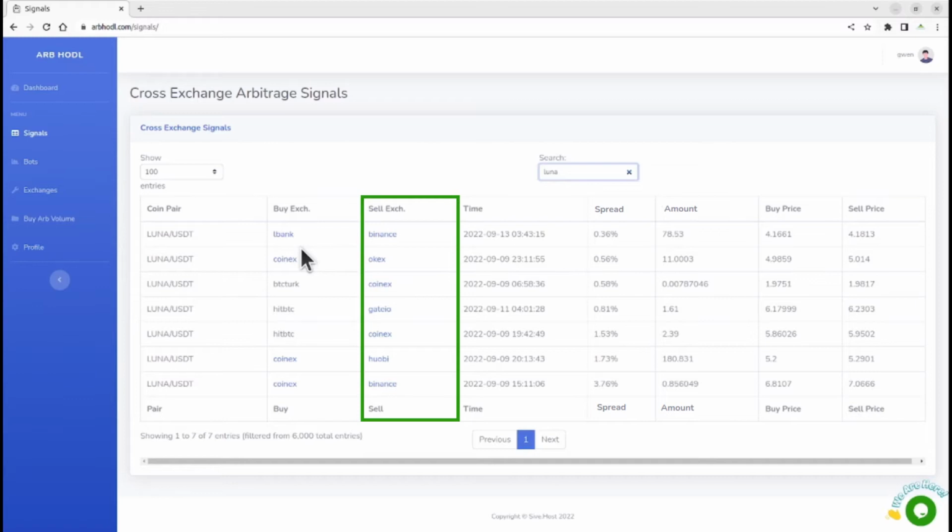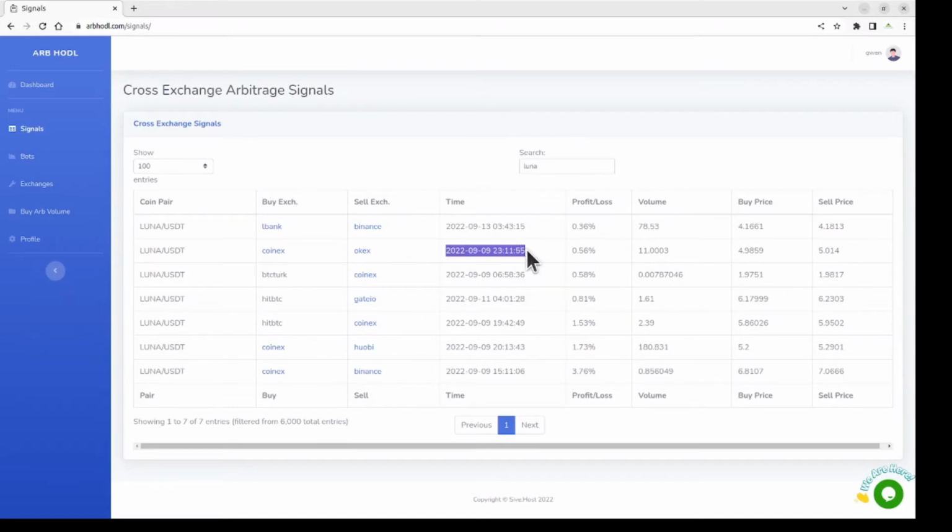It is written Sell EXCH, which stands for Sell Exchange. This time indicates the time the Signals bot checked for price differences between Coinex and OKEx for the Luna USDT coin pair, which was on September 9th, 2022 at 23 hours 11 minutes and 55 seconds.